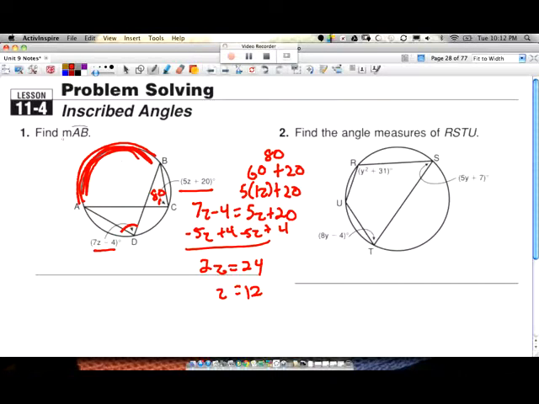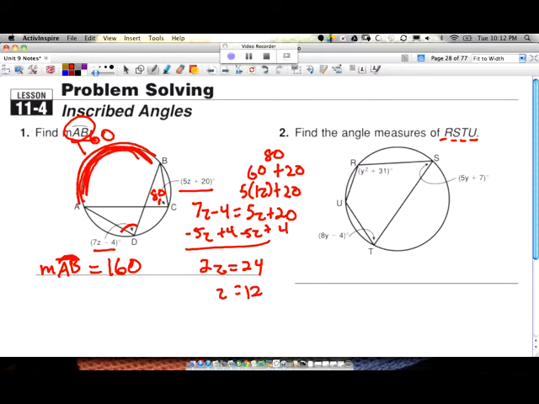Okay, so that means this in here is 80, which means the arc is twice that. That's going to be 160. So the measure of arc AB is going to give me 160. There we go. We just figured it out.